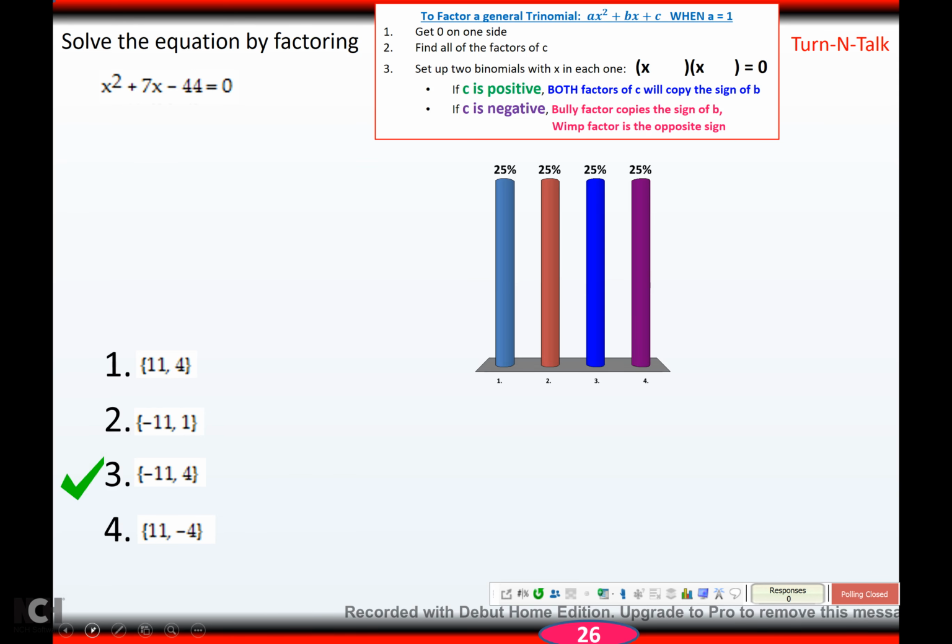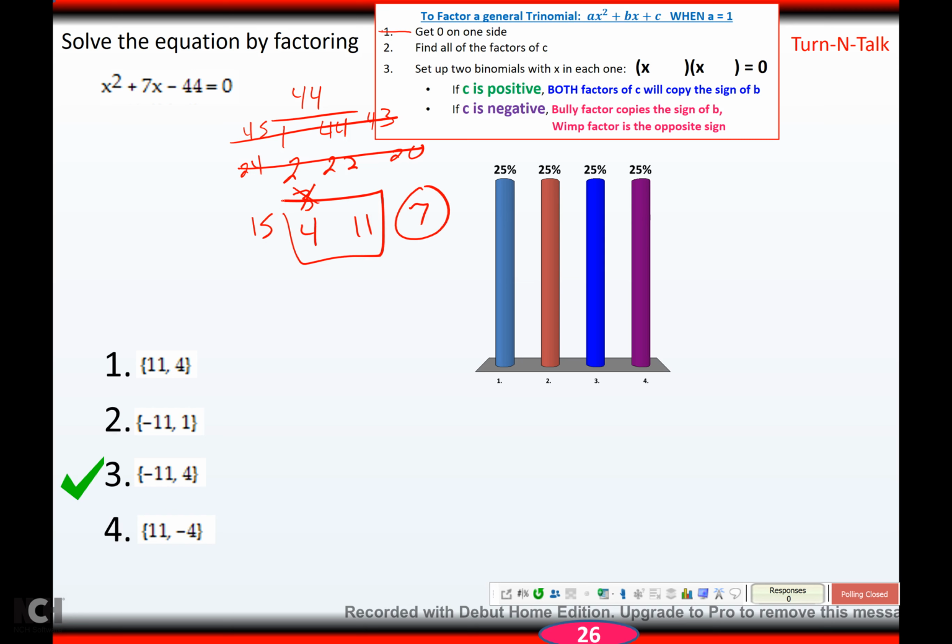And hopefully you got 3. If you didn't, let's look at why. 0 is already on one side. Find all the factors of c. 44: 1 times 44. If I add, I get 45. Subtract, I get 43. I'm trying to make 7. 2 and 22. If I add, I get 24. Subtract, I get 20. Not 7. 3 doesn't go into 44. 4 goes into 44 11 times. Add is 15. Subtract is 7. That's what I want, so my numbers are 4 and 11.